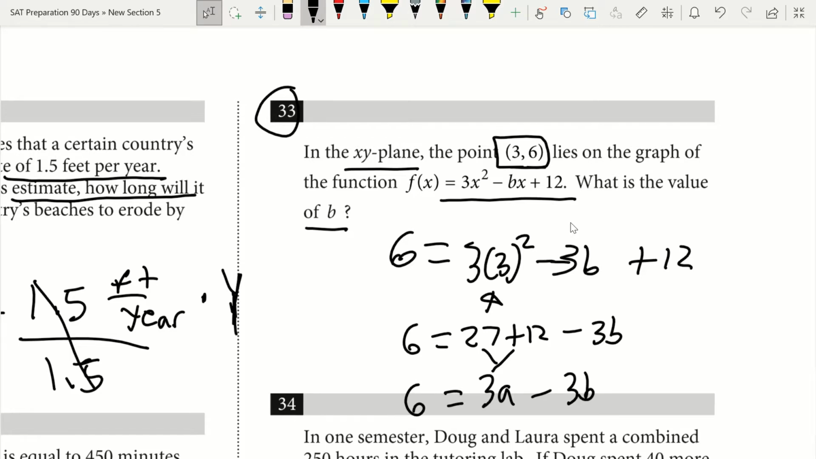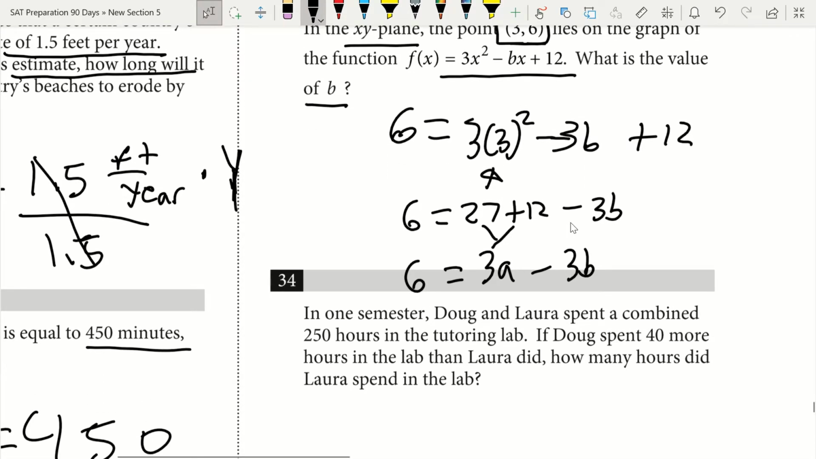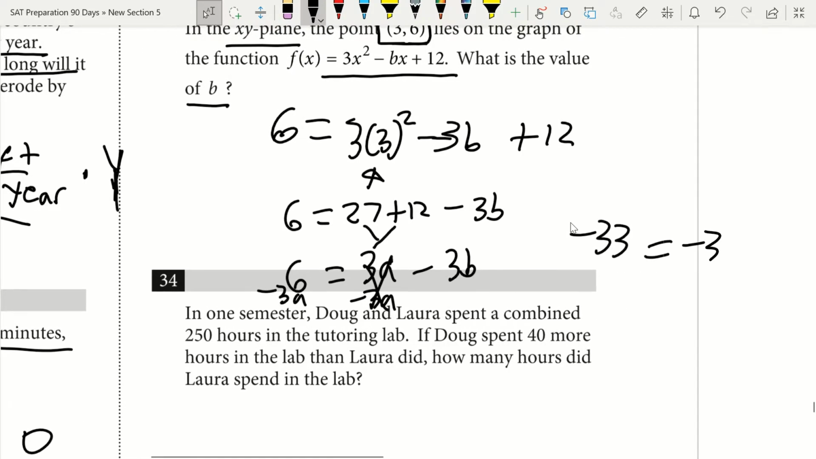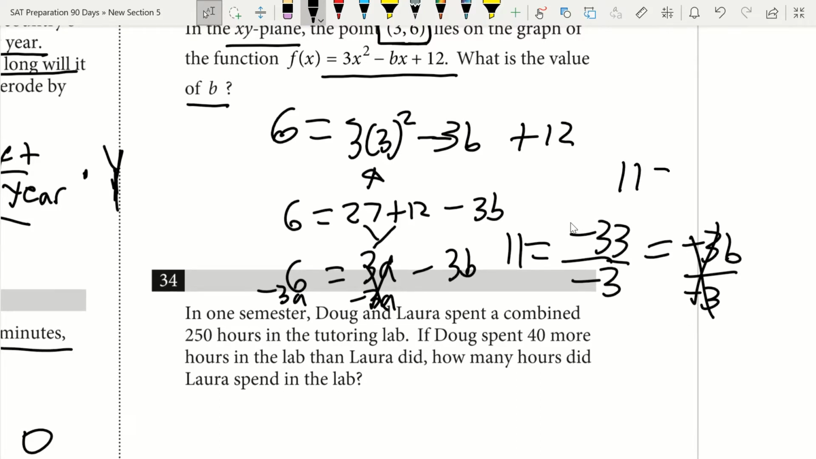At this point, we subtract 39 from each side. 6 minus 39 is going to give me negative 33. Negative 33 is going to equal that negative 3b. Divide each side by negative 3 to solve for b. Negative 33 over negative 3 is going to give me 11. So 11 will equal b. My answer there is going to be 11.